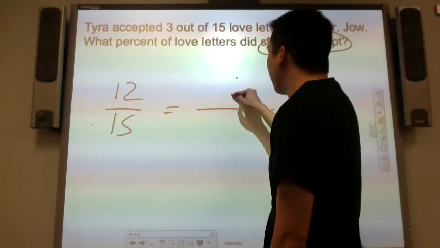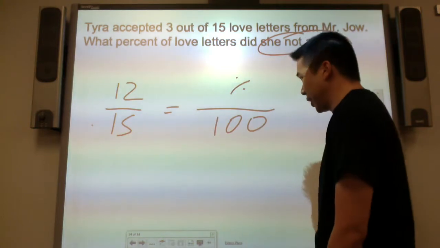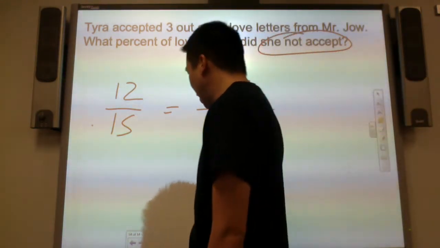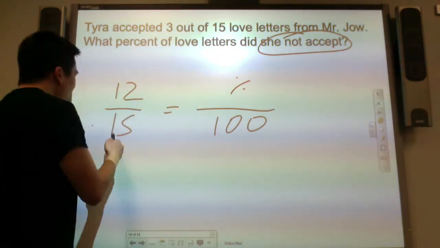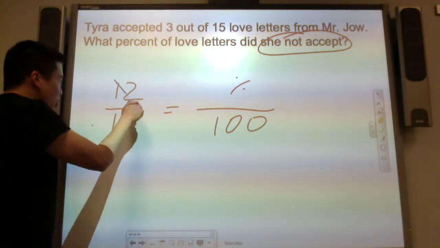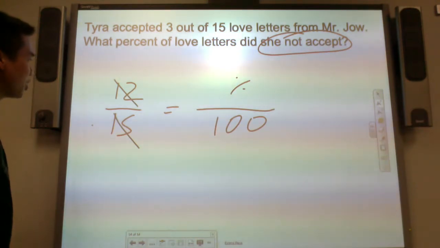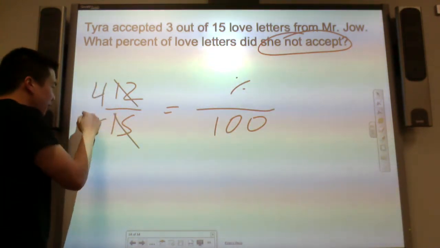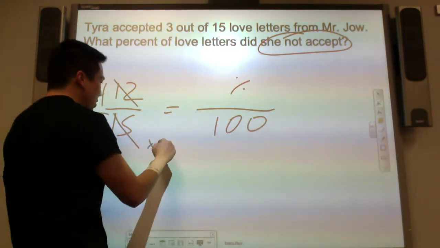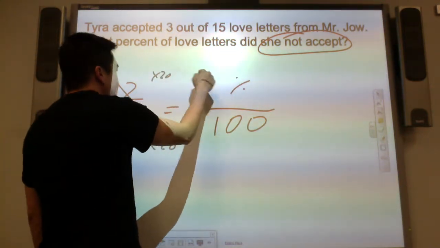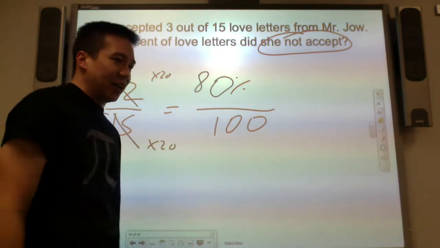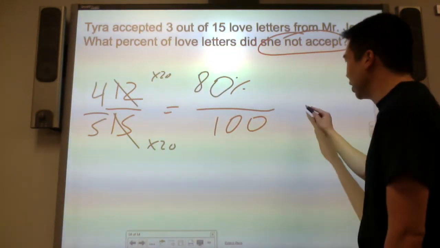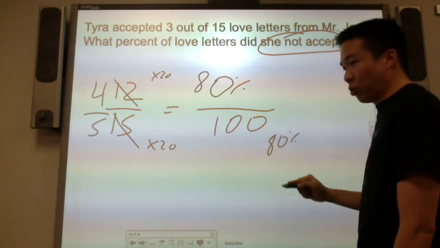So we need to find a percent. What does percent mean again? Per 100. Can 15 be built up to 100? Not really, but can we break this down? You can break this down by dividing both numbers by 3. So you get 4/5. Now can you build it up? Yes, you can, by 20. So 80% of the letters, she said, no, I do not want him to send it to me. So it's 80%.